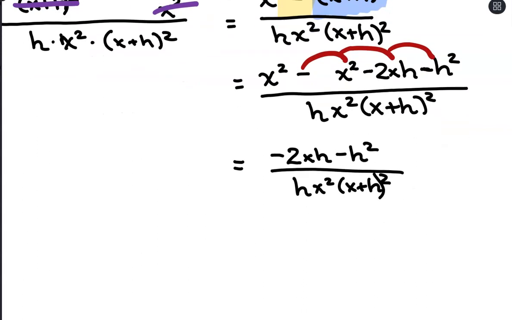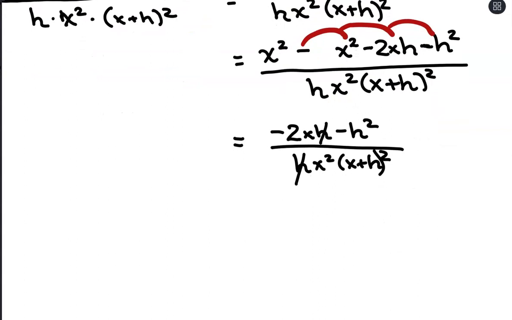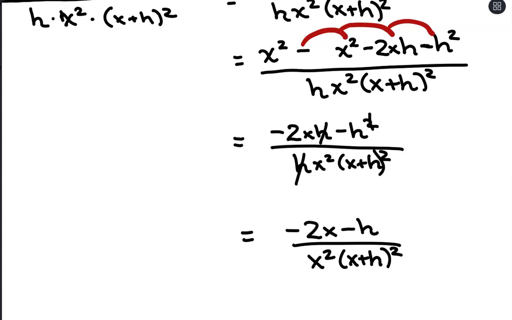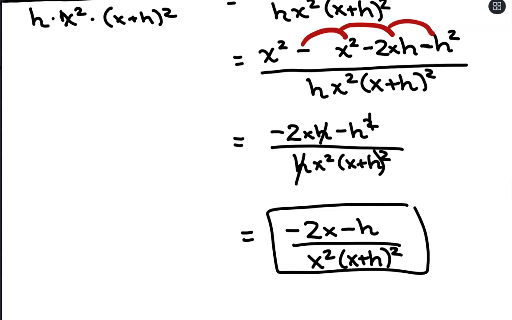And now I can see that common factor of h where it can cancel out. So we'll have negative 2x minus h over x squared times x plus h squared. And that would be our difference quotient for this one.